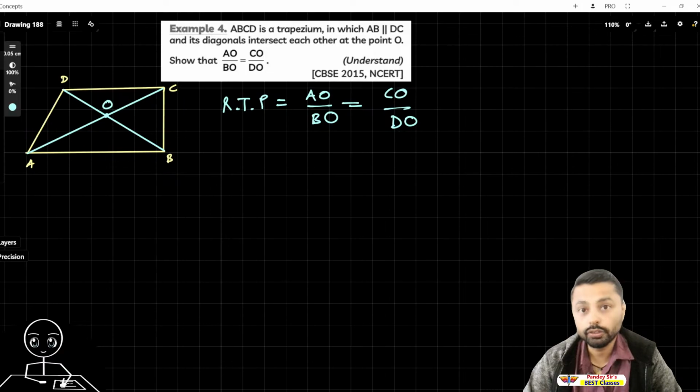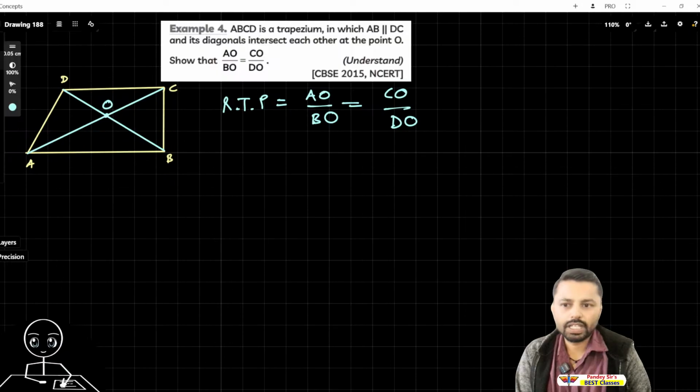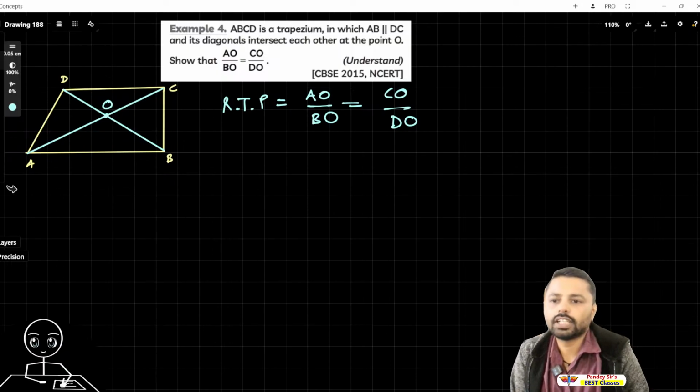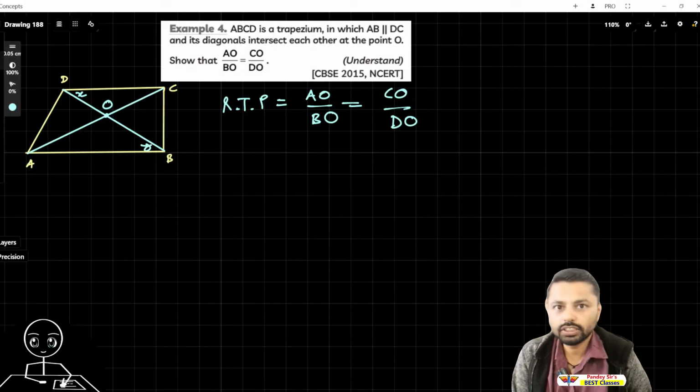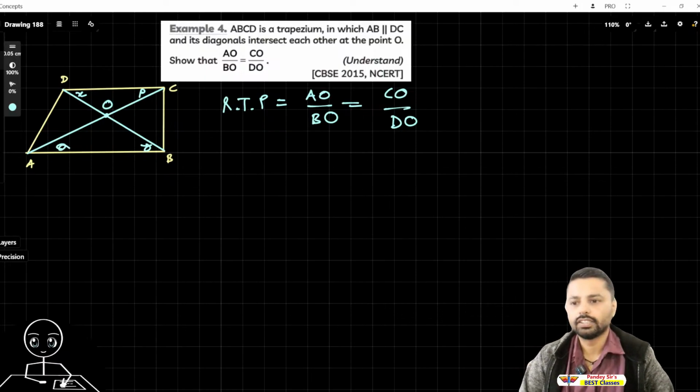Now, how are you going to do it? See, if you observe carefully, you will find out that these are parallel lines. Okay, so let's call it X and let's call it Y. Don't you think it's equal? And similarly, let's call it P, because we have used X and Y already. And let's call it Q. Okay. Now, since those are parallel lines, this alternate interior angle will be equal.